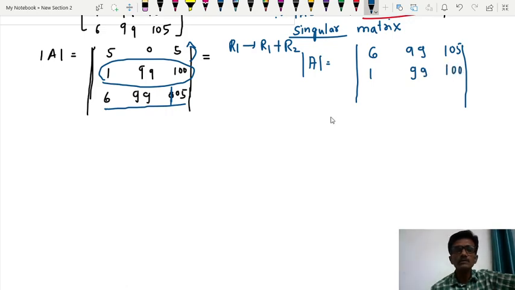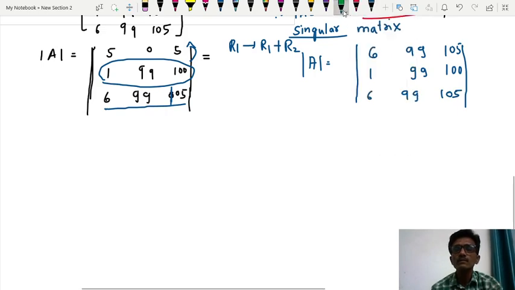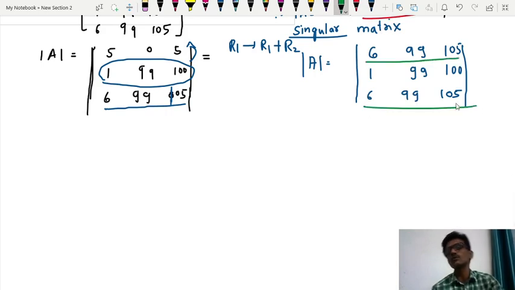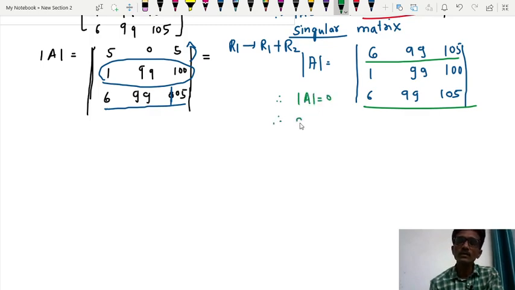100, then 6, 99, 105. So you can observe here, see the first row and the last row, third row, they are identical, so the value of the determinant will become 0. Therefore determinant A is equal to 0. What did you infer? It is a singular matrix. This matrix is a singular matrix.